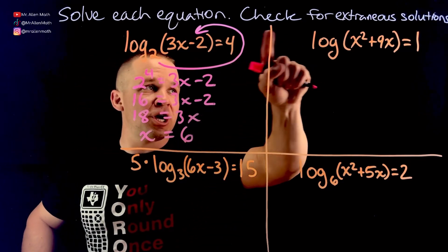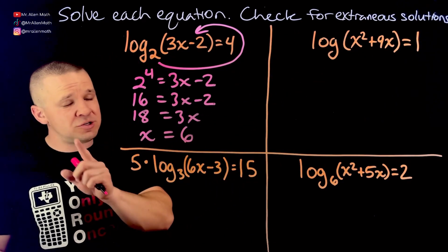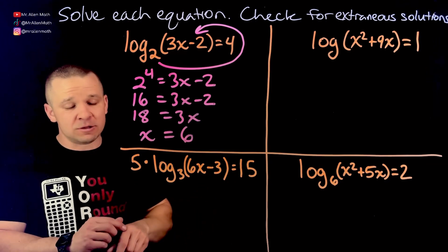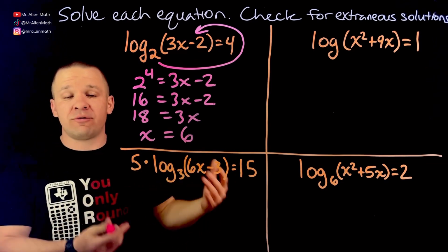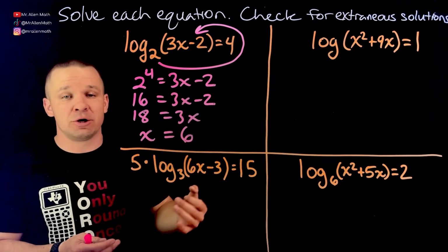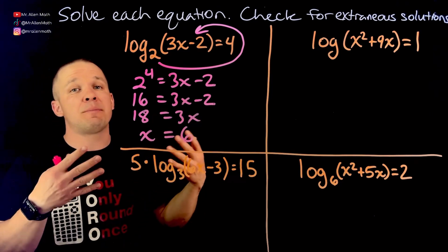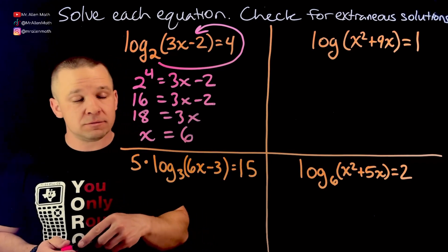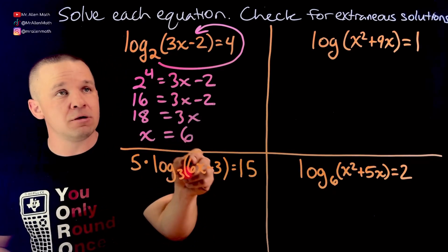Now you'll notice here, check for extraneous solutions. You must do so when solving any log equations because our log functions have a domain restriction. The argument's got to be greater than 0. It can't be 0, it can't be negative. It's got to be positive. So my argument needs to be positive. Not my x value, but my argument.